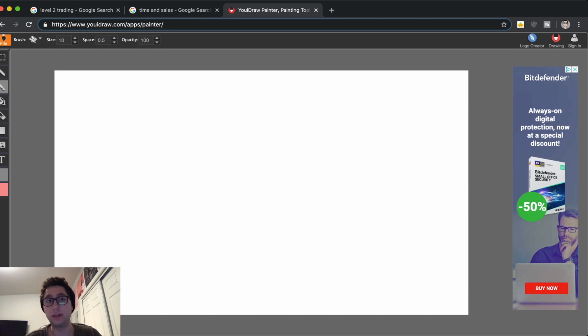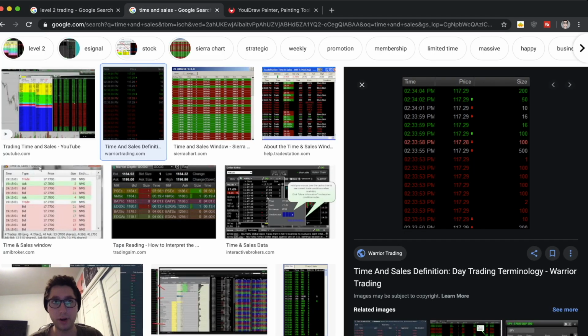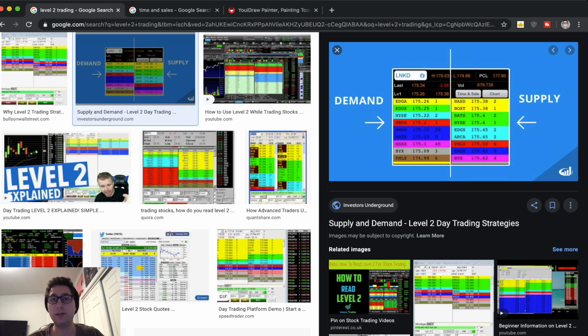There's really two components to this video, and the first is the level 2, which you can see on the right, and the second is the time and sales, which you can also see on the right. And the takeaway is the level 2 and the time and sales are very much interconnected, as you'll see later in this video, and they determine pretty much all the price action and what is shown on the chart of a stock.